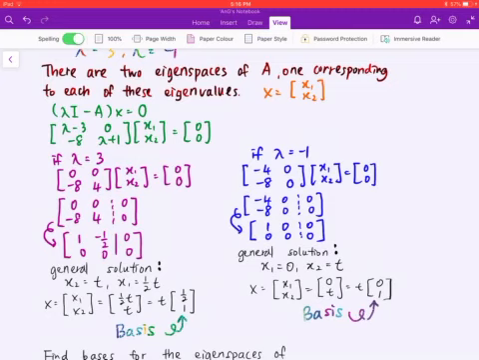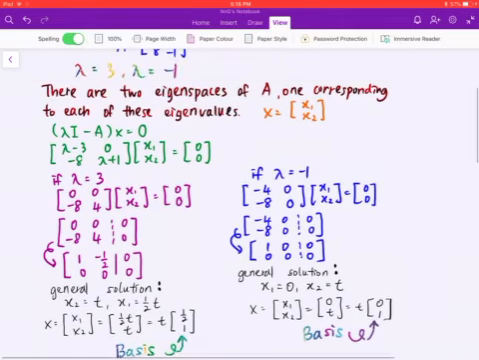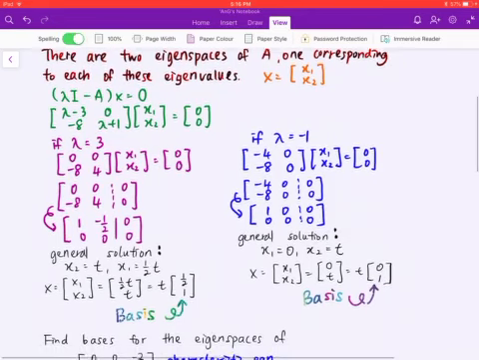Let's assume that your x vector is x1 and x2, and then you're going to use the equation lambda I minus A multiplied by x equals 0. You put them into the matrix form. Now since we found the eigenvalues, we just need to substitute the eigenvalues into these equations. So you replace lambda with 3 for the first case.